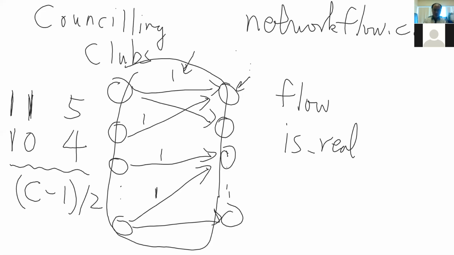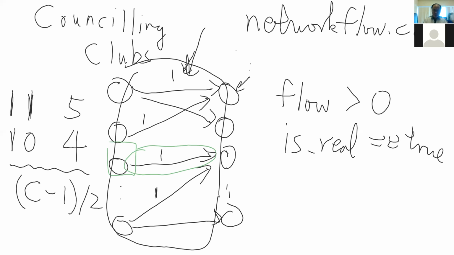So what you have to do is look at this set of edges again, right? You want to know which edge has its isReal equal to true and flow bigger than zero. Okay, if that edge is, let's say, this one, that means that this club nominated this person. So you have to look at all the different edges that connect clubs to people and see which edge satisfies this property. Okay, and that will tell you who is nominated by what club.